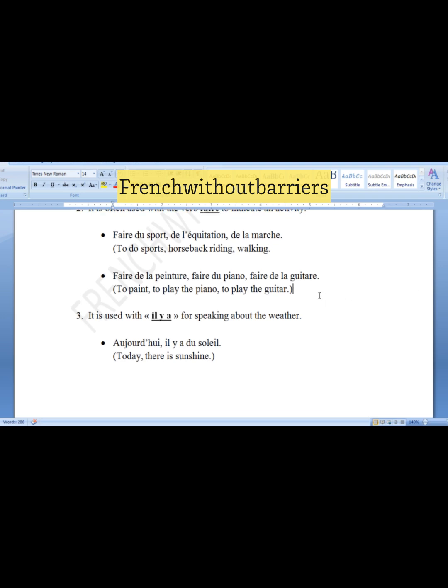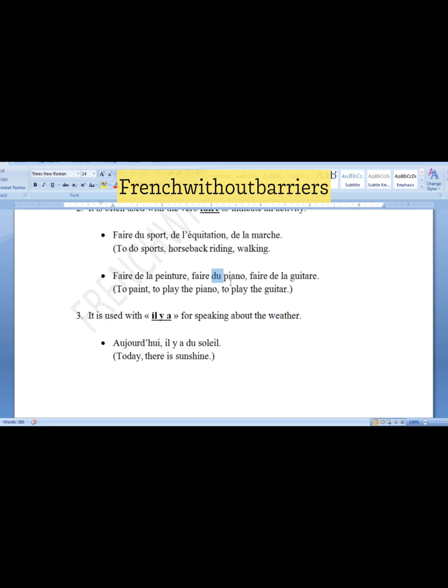Let's go to the next example. Faire de la peinture, faire du piano, faire de la guitare. Okay, guys, if there is a musical instrument that you want to say, for example, I play the piano, then you're going to use du if you're using the verb faire.